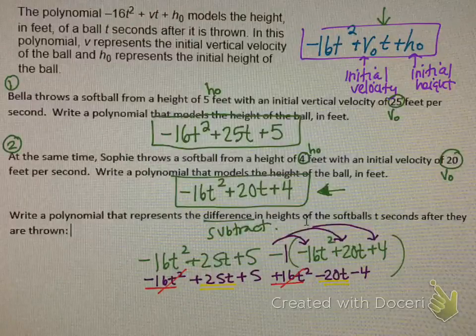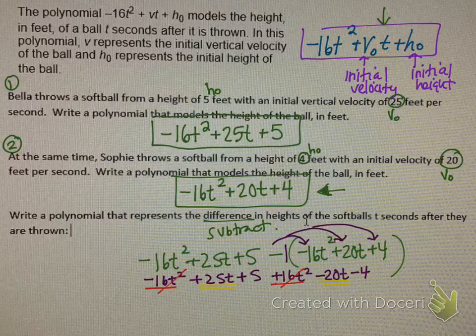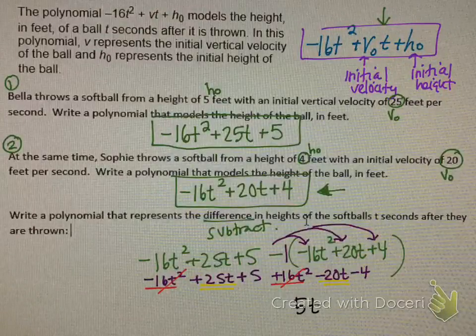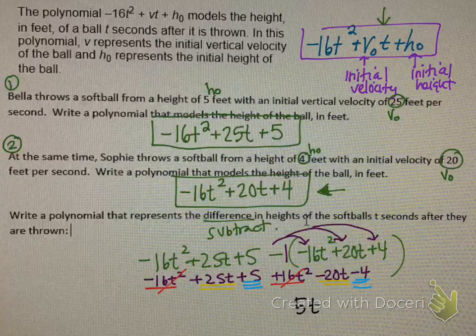25t minus 20t would be 5t. And then lastly, I would have positive 5 minus 4, which is 1. So this would be the difference.